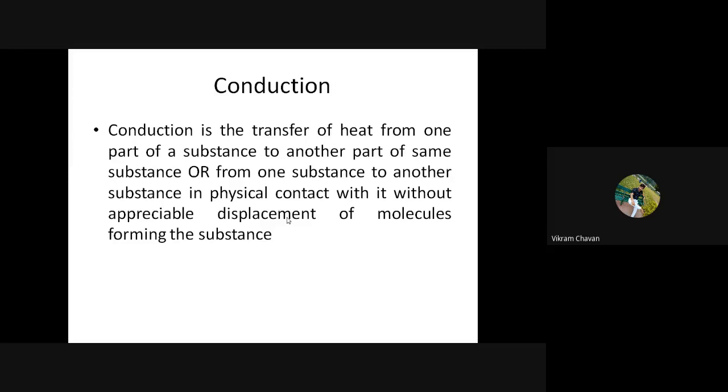This is the first mode of heat transfer. You can give the heading as modes of heat transfer. In that, give the first heading as conduction. So in that you can write down the definition.